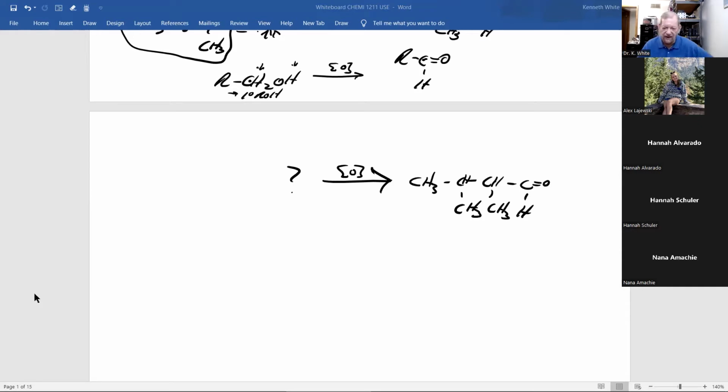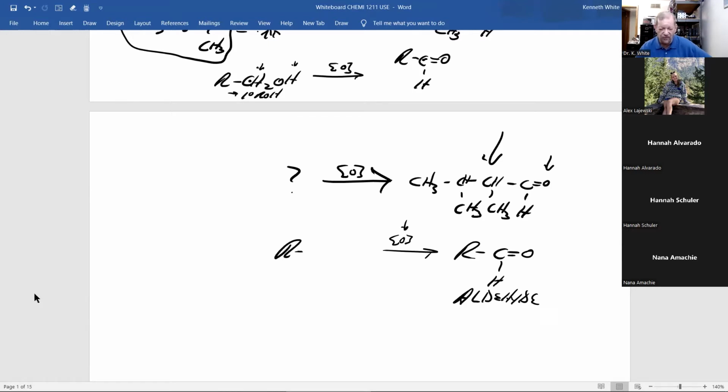Now, how do you do these problems? You look at the product and you say, what's different? What's not carbon? What's not hydrogen? What's not a carbon-carbon single bond? Ooh, an oxygen, double bonded to carbon with a hydrogen and carbons. This is an aldehyde, and we'll learn later on about aldehydes. And how do you make an aldehyde? By oxidation. You start with a primary alcohol.